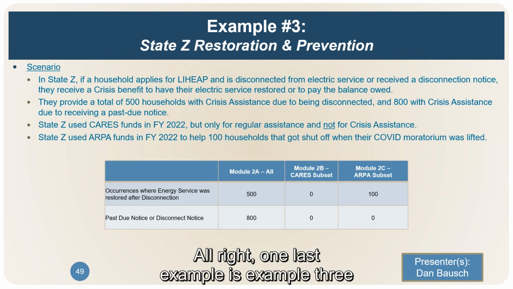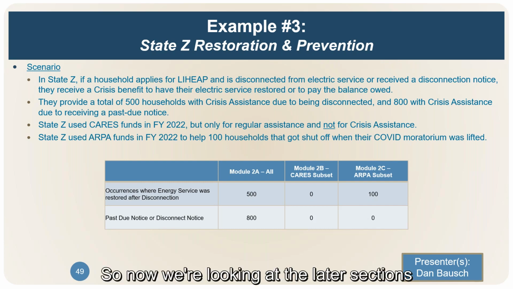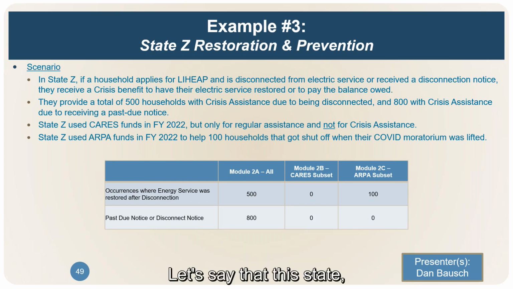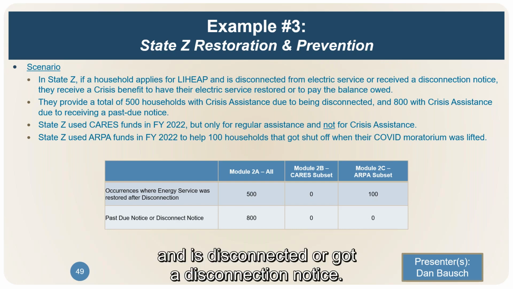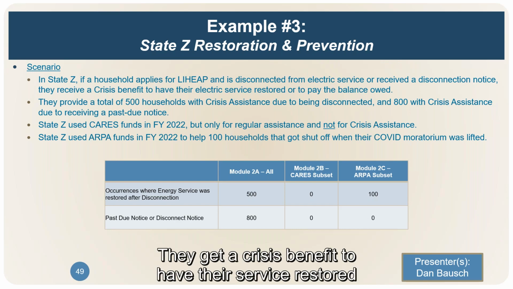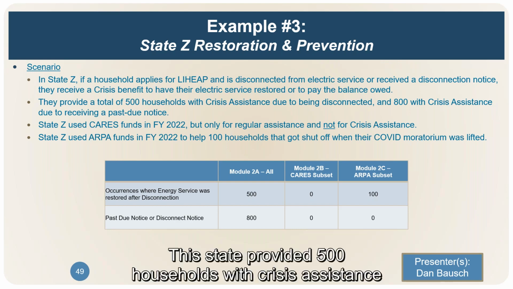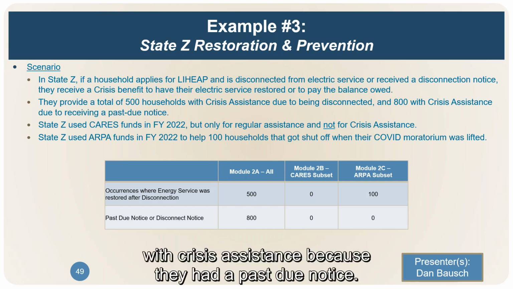All right, one last example is example 3 for restoration and prevention. So now we're looking at the later sections of the report on restoration and prevention. Let's say that this state, if a household applies for LIHEAP and is disconnected or got a disconnection notice, they get a crisis benefit to have their service restored or to pay the balance that they owe. This state provided 500 households with crisis assistance because they were disconnected, and 800 with crisis assistance because they had a past due notice.